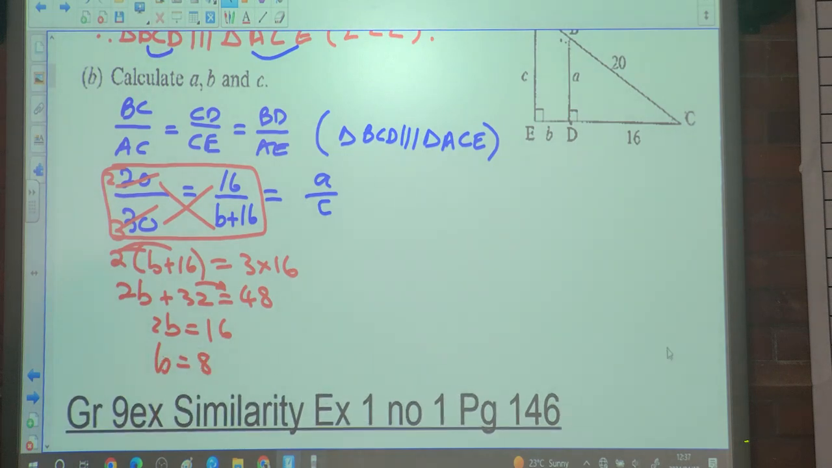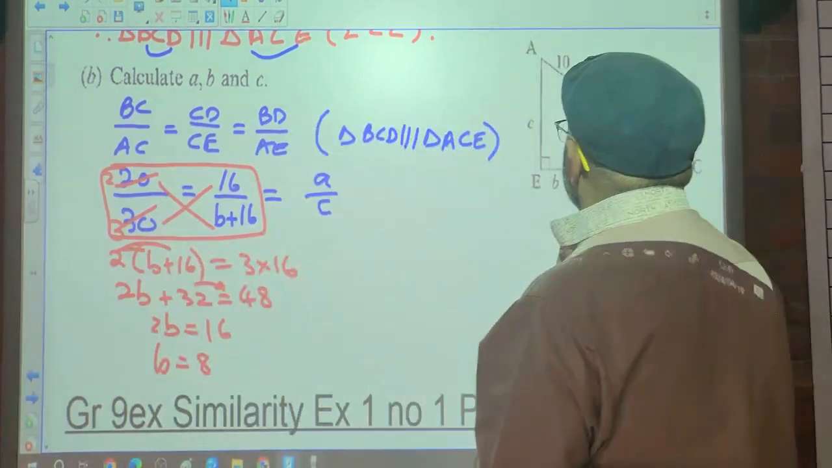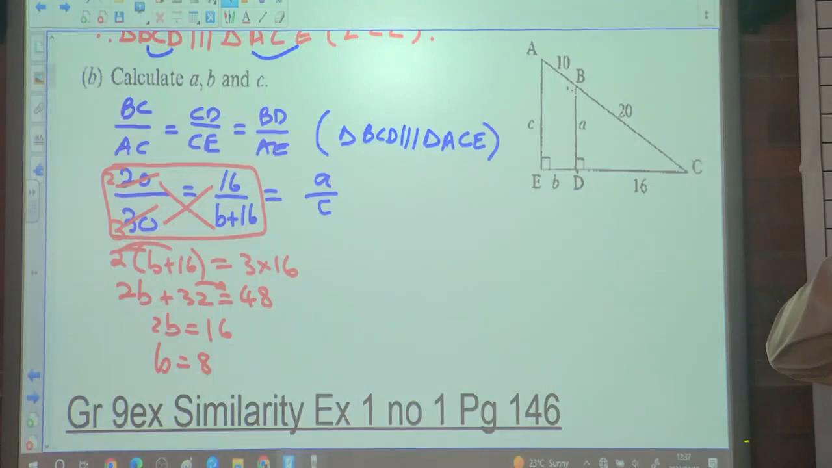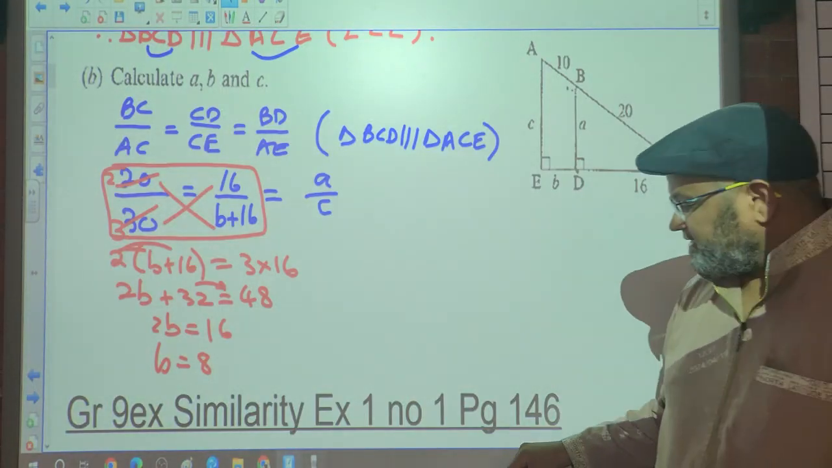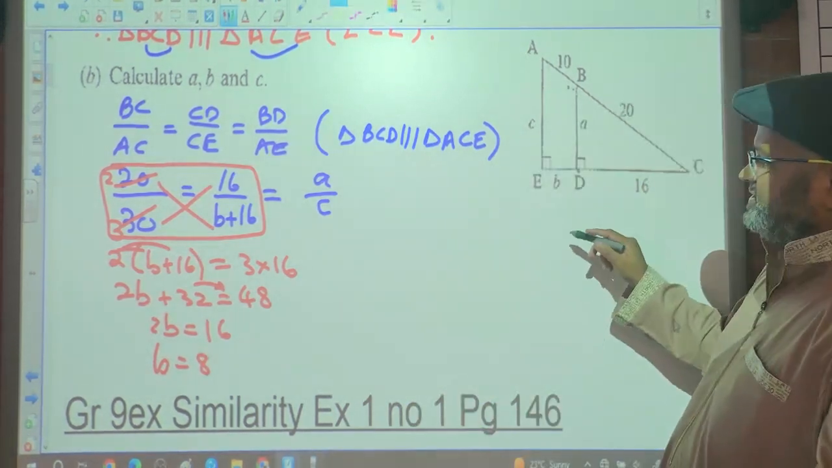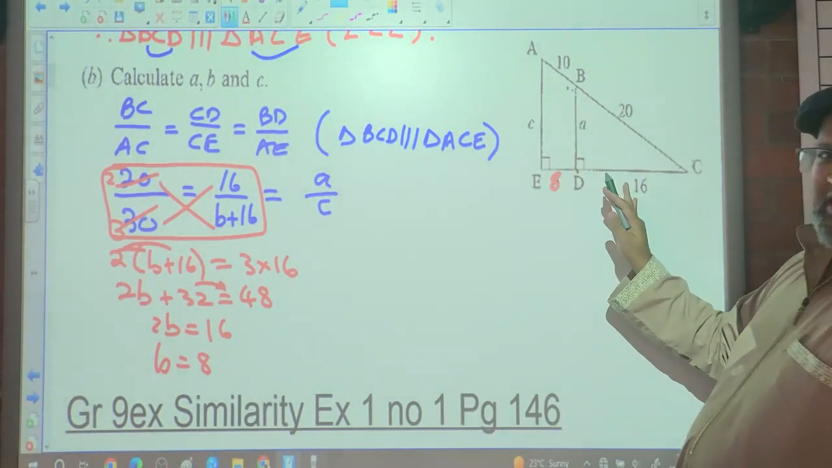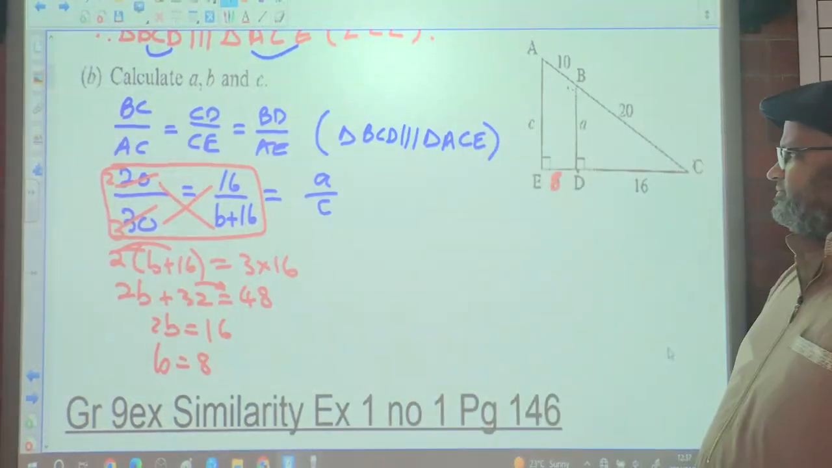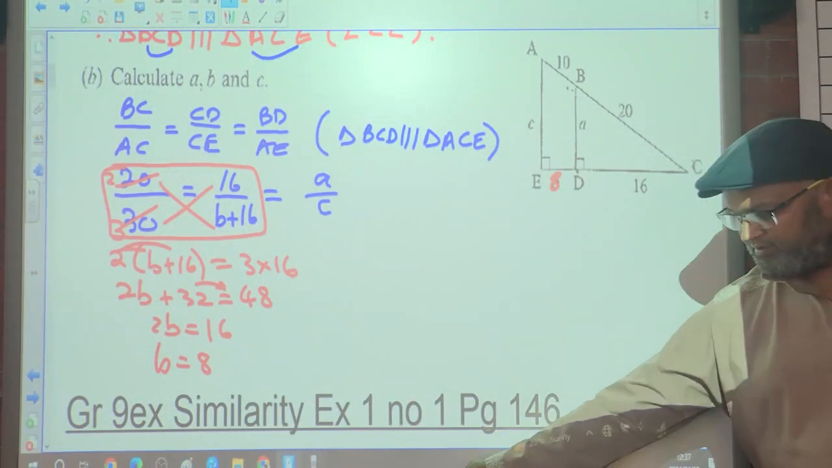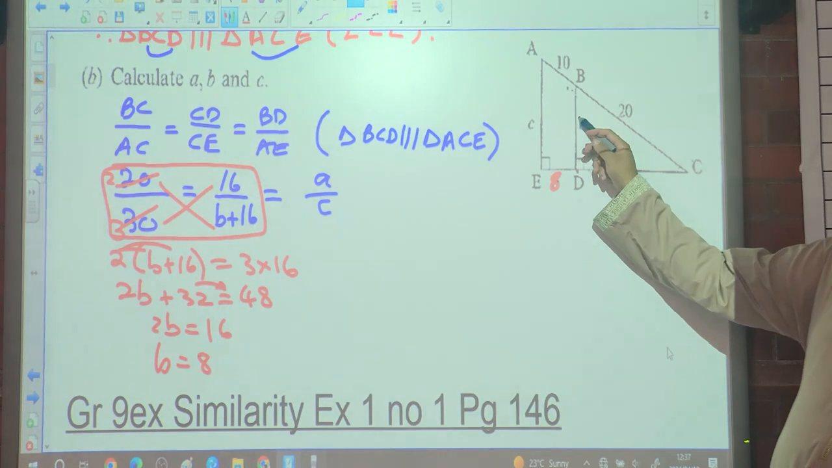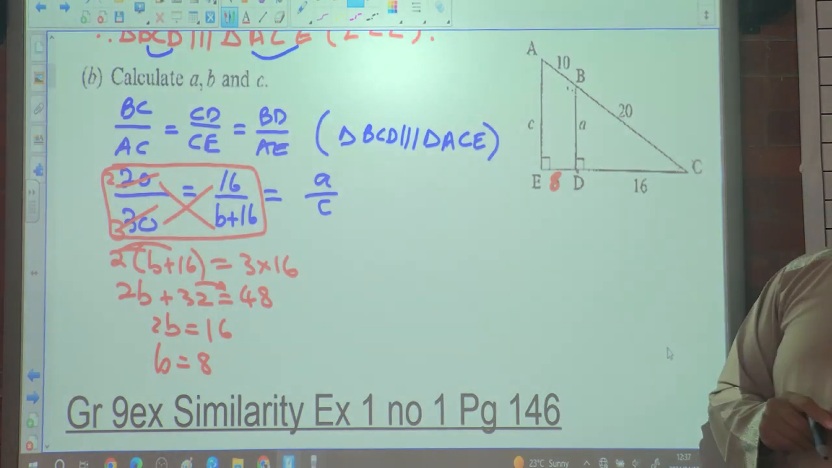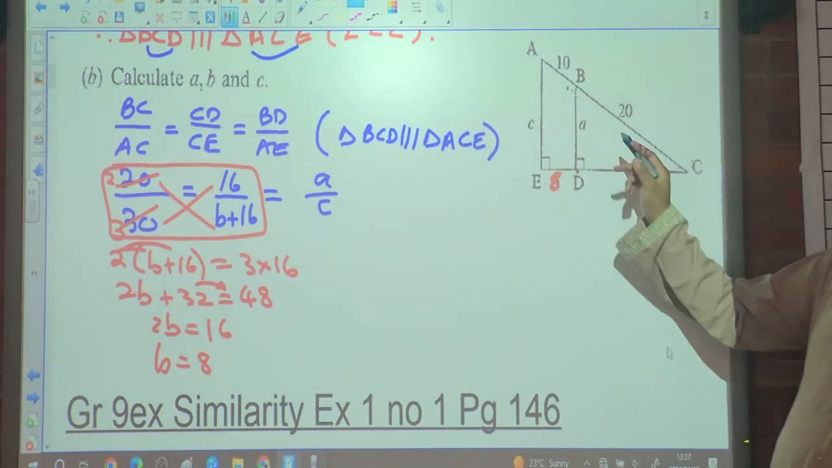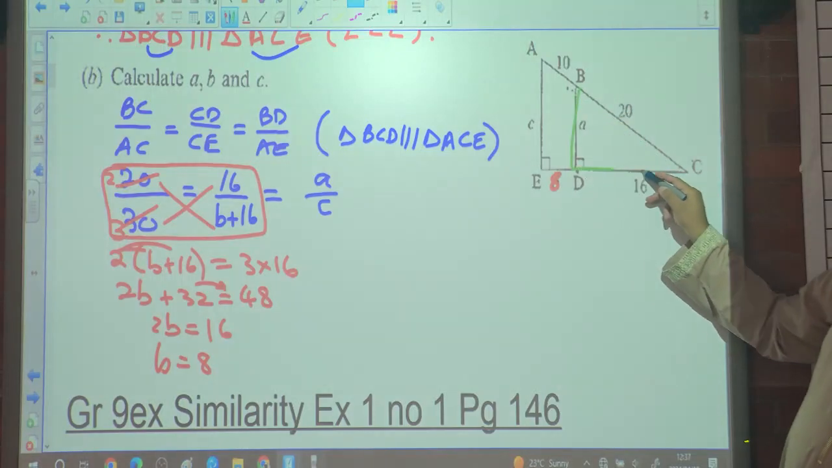But have I answered the question? No, what must I still calculate? A and C still. So I'm going to write in what I've just calculated, which is 8, instead of B. So how can I calculate A? Looking at A, how can I calculate A? What do we have here?